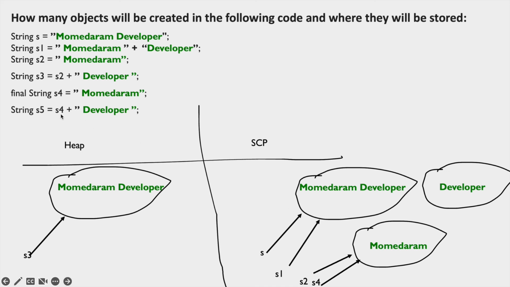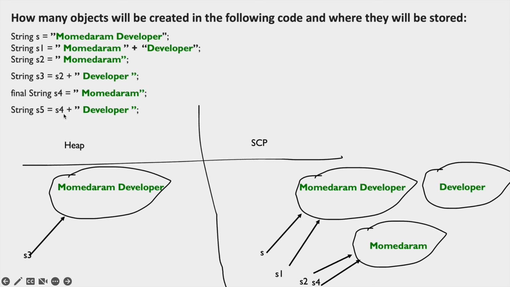Now in the last statement, as we saw in the earlier case, whenever we are performing operations with variables, that operation will be performed at runtime and the object will be created in the heap area. But this s4 is not a normal variable, it is a final variable. That means a final variable will be treated as a constant.